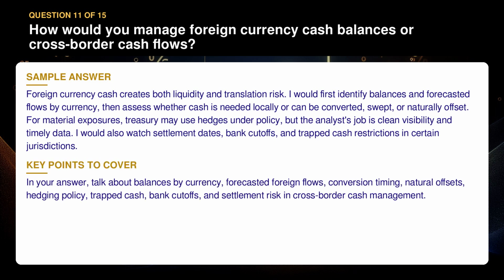In your answer, talk about balances by currency, forecasted foreign flows, conversion timing, natural offsets, hedging policy, trapped cash, bank cutoffs, and settlement risk in cross-border cash management.